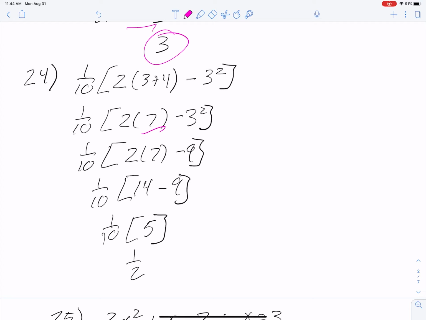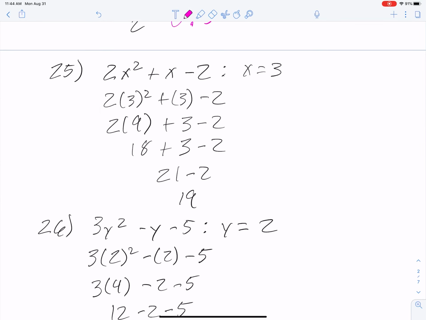Simplified inside my parentheses, really probably could have taken care of this exponent at the same time, but again, trying to overemphasize what we're doing. So after I've taken care of my parentheses, I take care of my exponent. My multiplication of 2 times 7 gets me 14. Take care of my subtraction. 5 times 1/10 gets me 1/2. Or if you prefer, you could write it as the decimal.